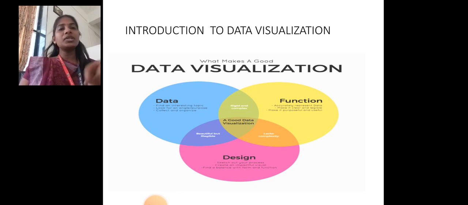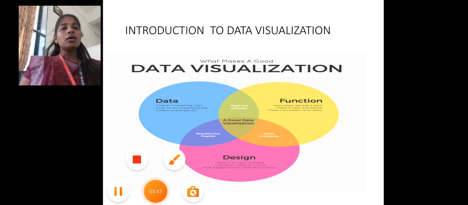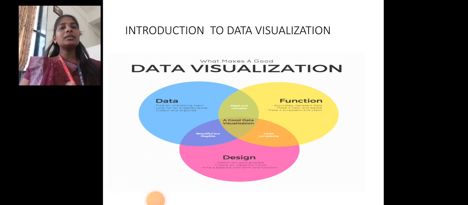The second one is function. In this function we are processing, and we look at what types of processes we are making.